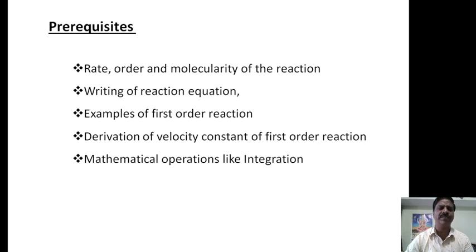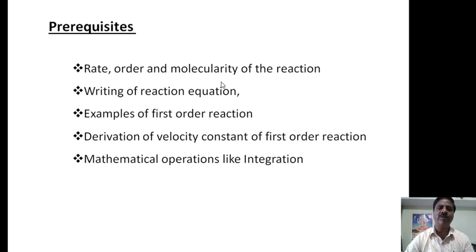Then order of the reaction. Now how do you define order of the reaction? The sum of the powers of the concentration terms found in the experimentally determined rate equation is called the order of the reaction. If the sum of the powers of the concentration terms found in the experimental rate equation is 0, then that is called a zero order reaction. If it is 1, it is called a first order reaction. Then so on.